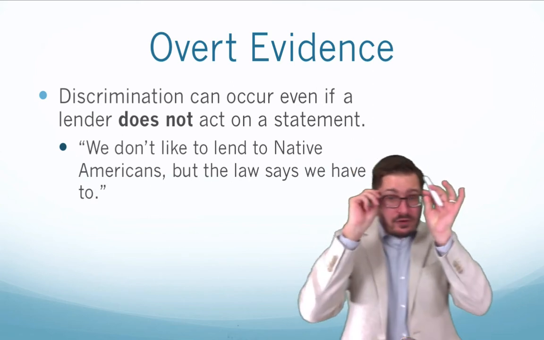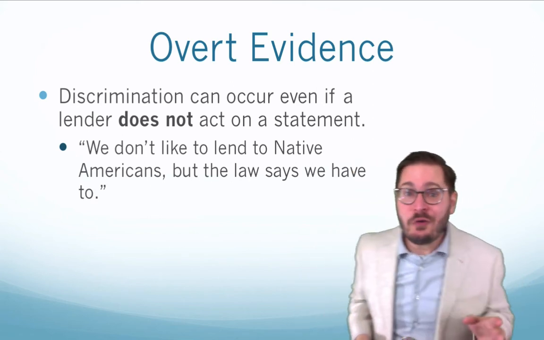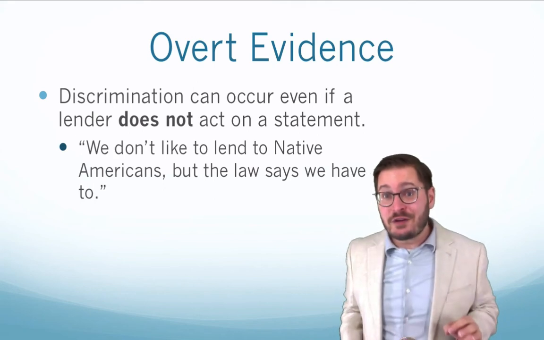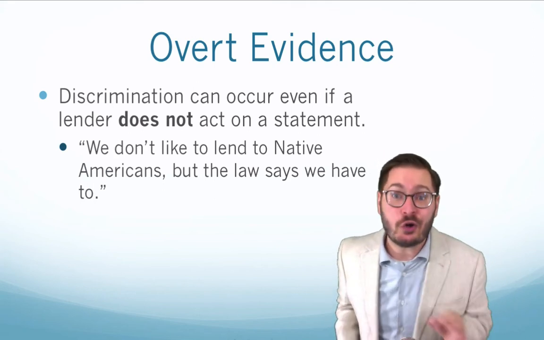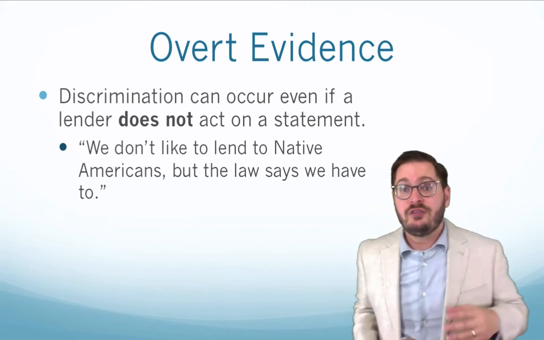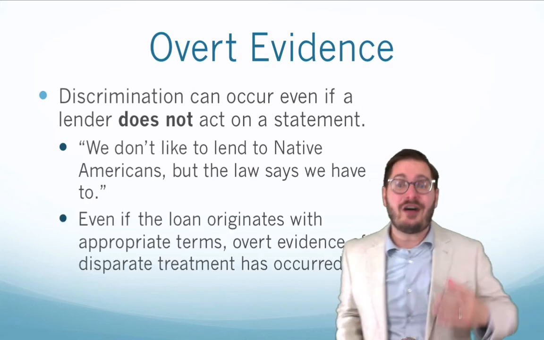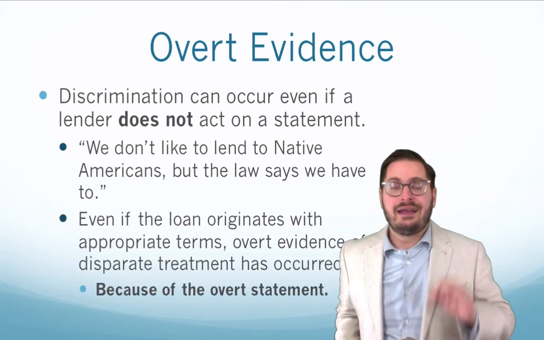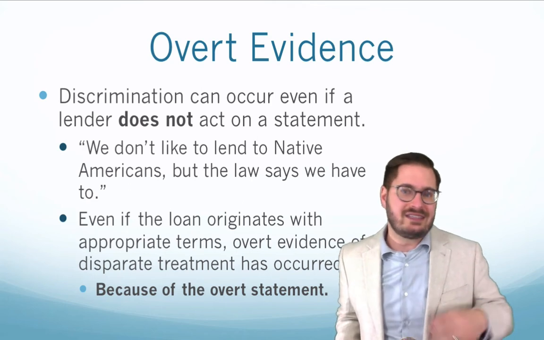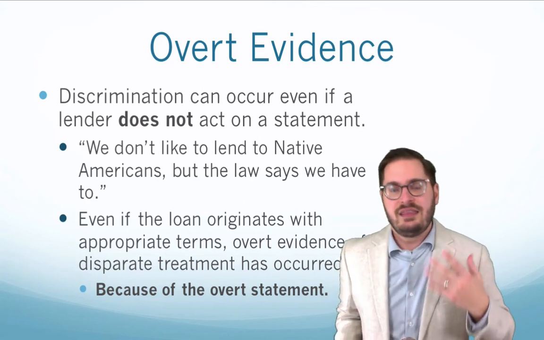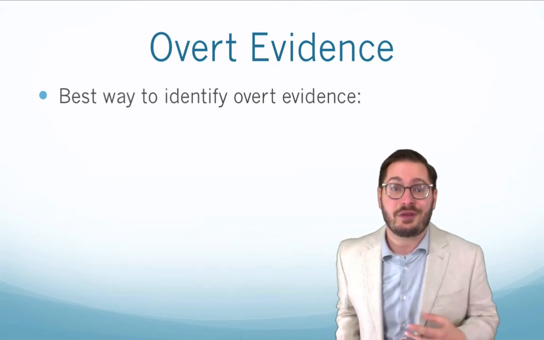Right? And then if he proceeds on with the loan and closes it, overt evidence of disparate treatment has already occurred. It's already occurred. So it's the statement in and of itself that is problematic, right? The statement causes the overt evidence even if the end result is the protected class got the loan. That's where the problem is.